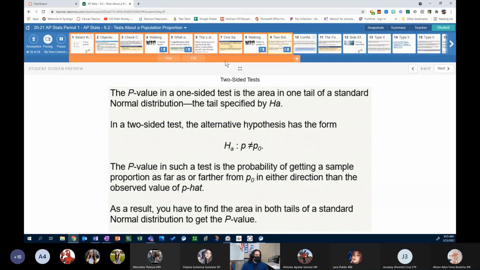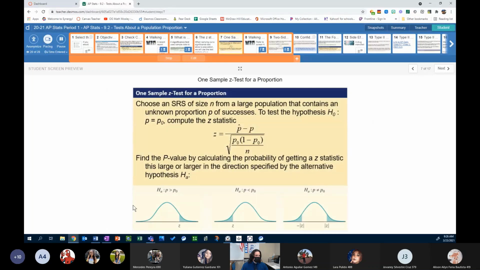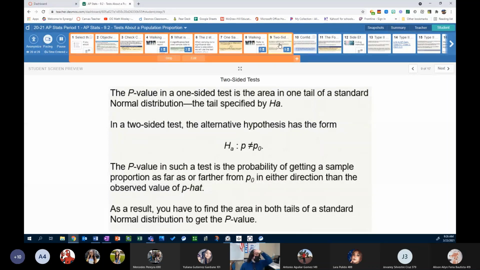And that's what we saw in the graphic over here. At the bottom of our little definition square, we have the different normal curves with the tail proportions you would be finding, based on the alternative hypothesis. All right. Now, there is a strong connection between two-sided tests and confidence intervals.